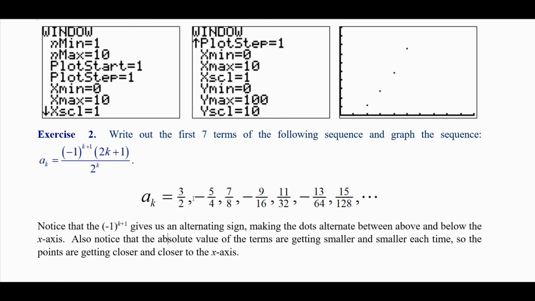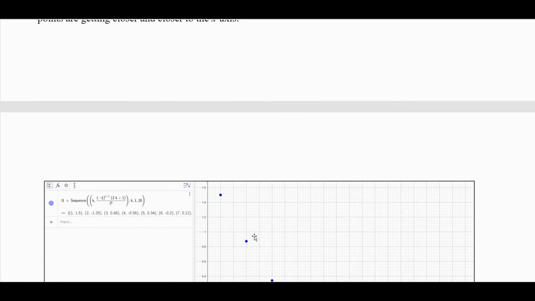Another thing you might notice is the top and bottom are both getting bigger and bigger, but the bottom's getting a lot bigger, a lot faster than the top. So the absolute value of these fractions is getting smaller and smaller each time. So this will actually have a limit of zero. That's going to be a key calculus idea for us with sequences as we go forward.